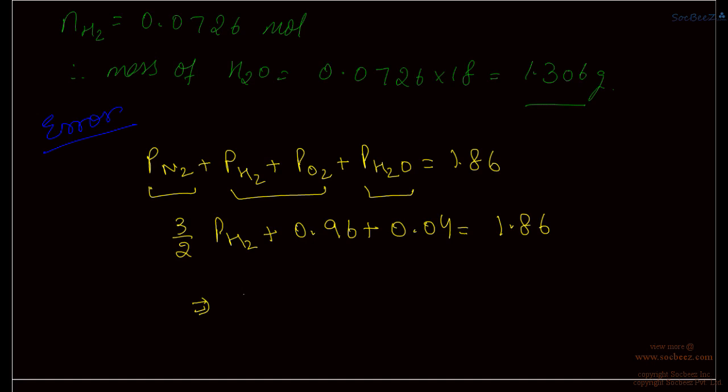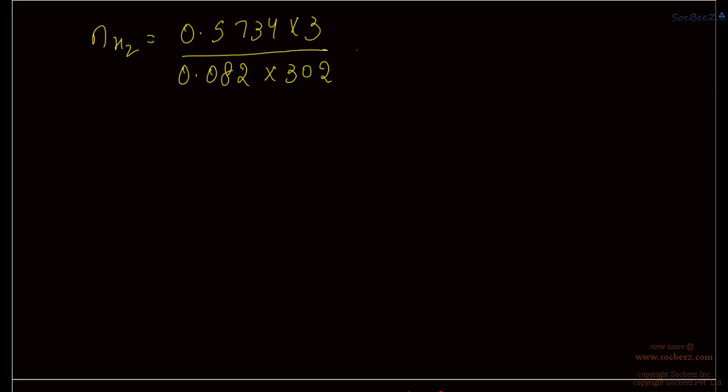So from here we get the value of PH2 as 2.3 into 0.86 equals 0.5734 atm. And since we know the pressure exerted by H2 now, hence NH2 will be 0.5734 into 3 upon 0.082 into 302. It comes out to be 0.694.